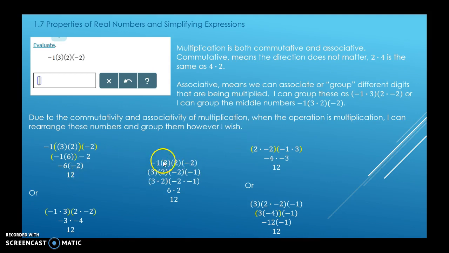Here I rearranged them. I took the -1 and the -2 and put them in the back and then grouped them together. So 3 times 2 is 6, -2 times -1 is +2, 6 times 2 again is 12. Here I grouped the 2's and then the -1 and the 3. 2 times -2 is -4, -1 times 3 is -3, -4 times -3 again is +12. So no matter which 2 you multiply first, you're going to get the same +12.